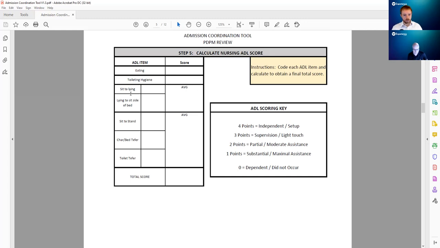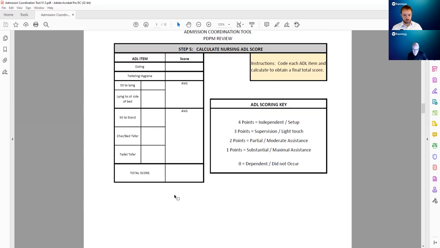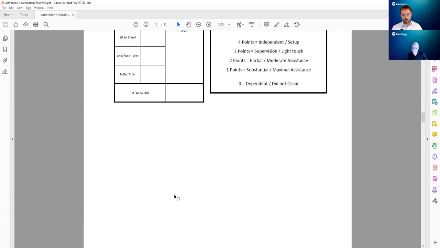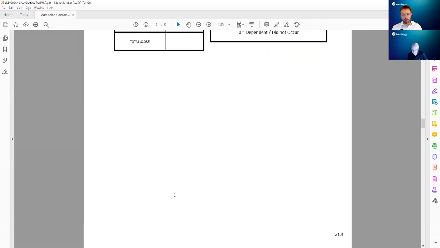You would pull them forward. These two, sit to lying and lying to sit, would average into one number in this column. And then sit to stand, chair, transfer, all three of those would average here, and you would come out with a nursing score. So same process, a lot of the same numbers. This one just doesn't have as much as the PTOT bucket, because from the nursing standpoint, walking isn't as much of a burden of care for us as moving them around in bed and keeping them from getting pressure sores.